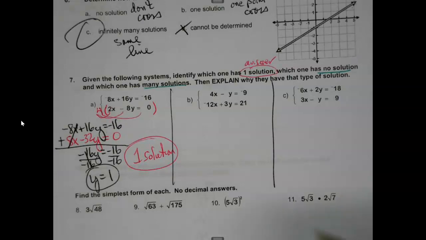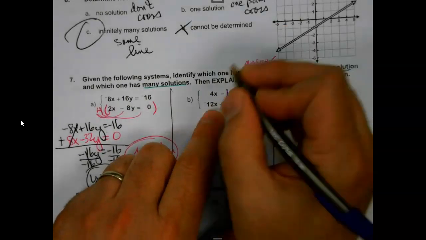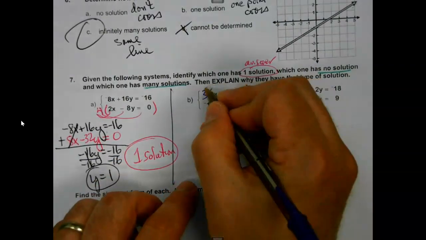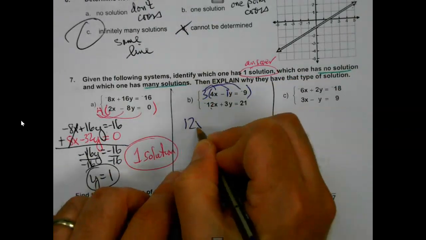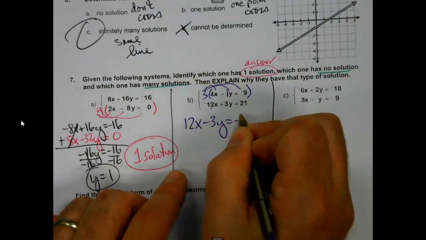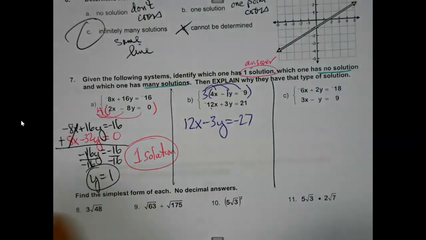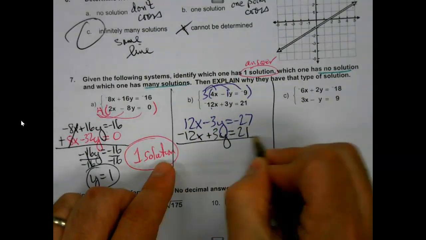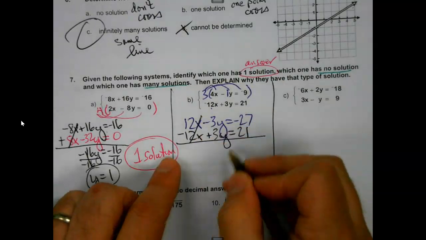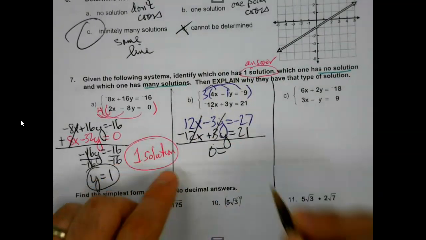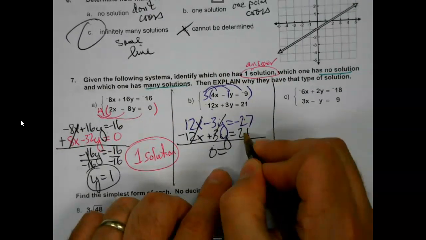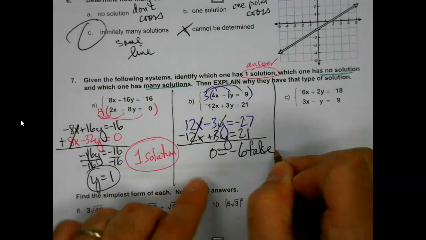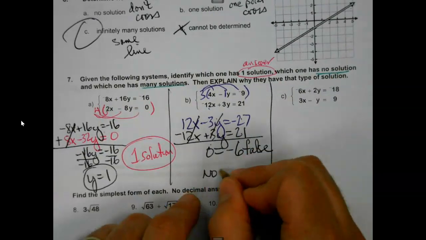So I get to the next one. If I add down, nothing cancels. But 4 times what gets me to 12? 3. So each of those gets multiplied by 3. Leave the second one alone. Whack. Okay. Ooh, negative and positive 3. Here comes one of our other two. Negative 27 plus 21 is negative 6. That's false. Which one's false? That one's false.